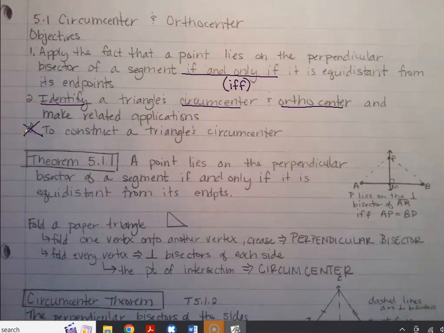So first of all, then theorem 5.1 or 5.1.1. A point lies on the perpendicular bisector of a segment if and only if it is equidistant from its endpoints. So let's look at this diagram instead of that vocabulary. So we've got point P up here. So P lies on the perpendicular bisector. So do we get that this is a perpendicular bisector? Okay, this line. How do we know that's a perpendicular bisector to AB?